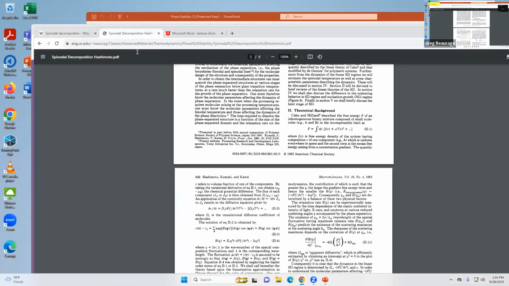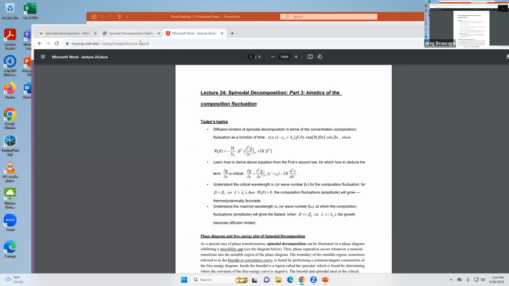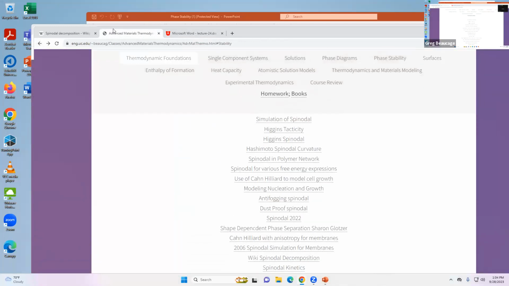So anyway, this is that Hashimoto thing. There's a bunch of papers on the web page about spinodal. There's just a huge bunch of things here.